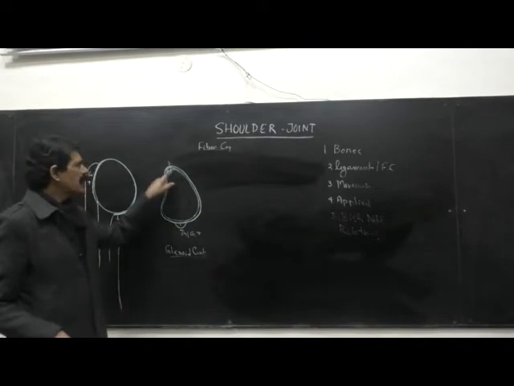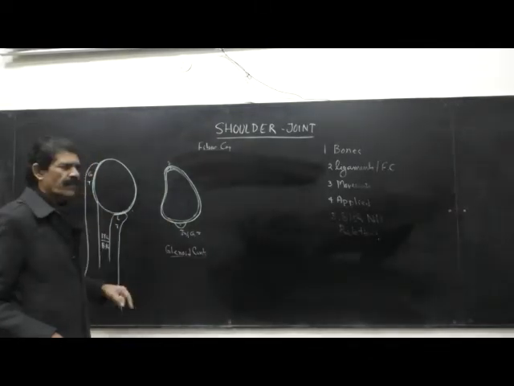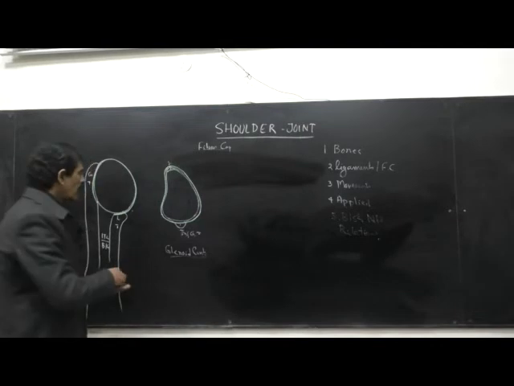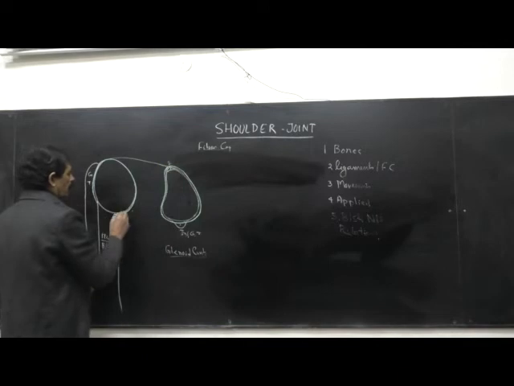So due to this, it is also circumferential. So this is how the fibrous capsules are continuous with each other.